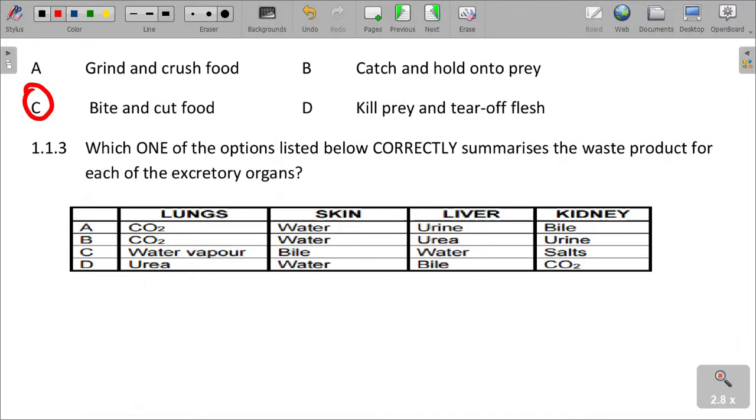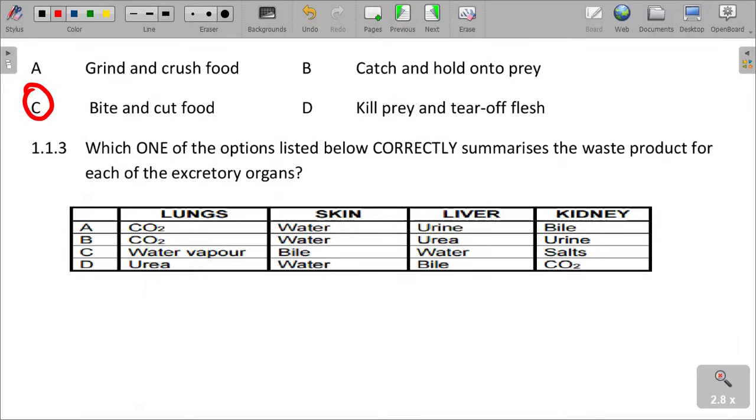So if we look at number 1.3, we should understand that the lungs are responsible for the excretion of carbon dioxide. And the skin is sweating, evaporative cooling, which we can also talk about in the near future when we talk about thermoregulation.